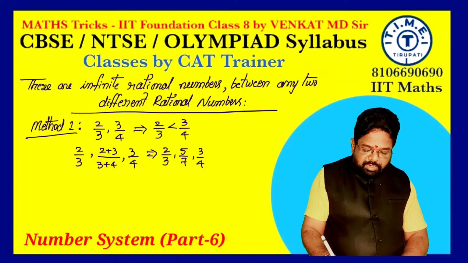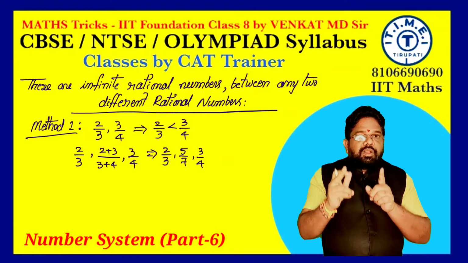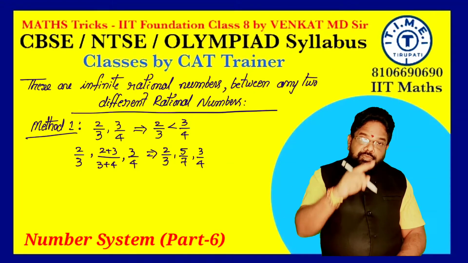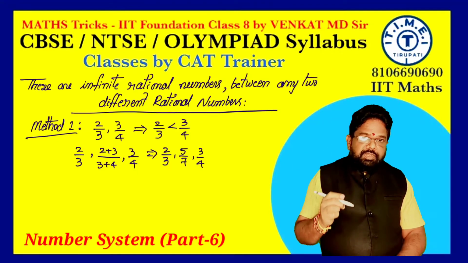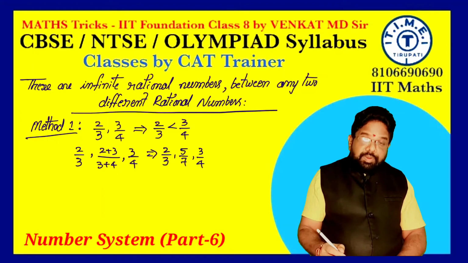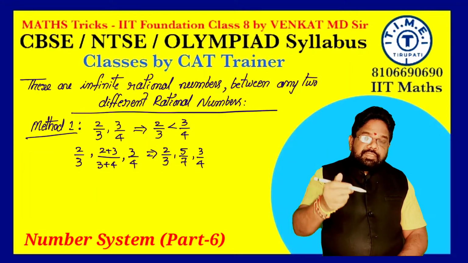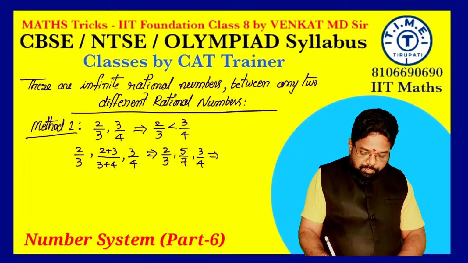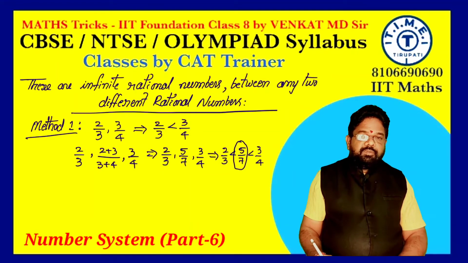Now check whether 5 by 7 is in order, whether it lies between these two or not. Compare the first two by cross multiplication: 2 times 7 is 14, and 5 times 3 is 15. So the first one is smaller, the second one is greater. Now compare the last two: 5 times 4 is 20, 3 times 7 is 21. So it is in order. By observing here, 2 by 3 is less than 5 by 7, and 5 by 7 is less than 3 by 4. So 5 by 7 lies between the two fractions 2 by 3 and 3 by 4.